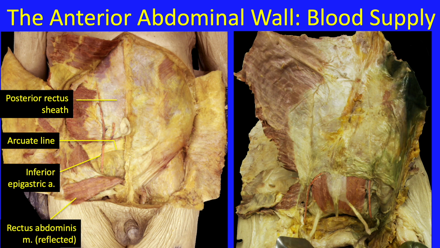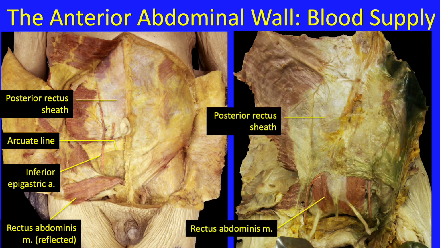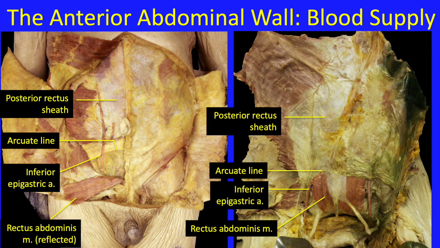Moving to the dissection on the right panel, we look at the rectus abdominis and the posterior sheath from behind. The complete anterior rectus sheath has been reflected anteriorly. Note that the posterior rectus sheath covers only part of the rectus abdominis muscle. The sheath ends at the arcuate line. It is here that the inferior epigastric artery and vein enter the sheath.